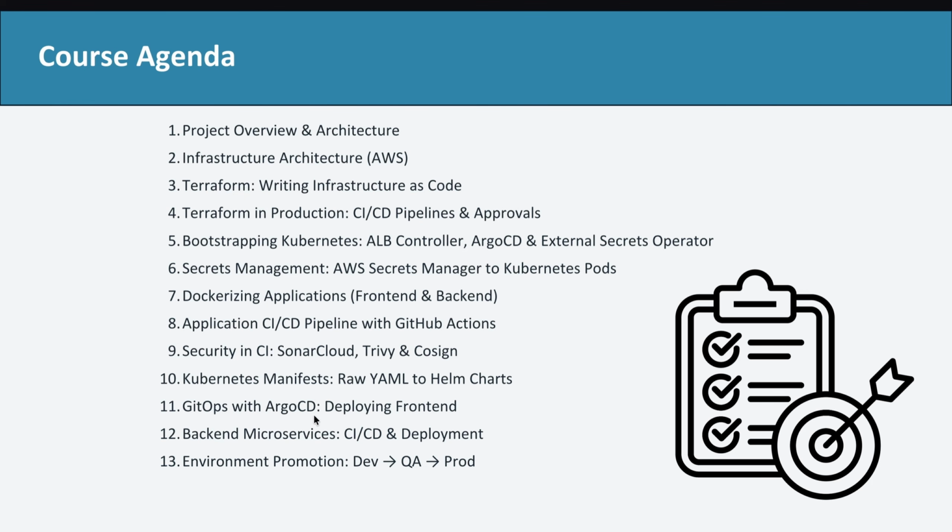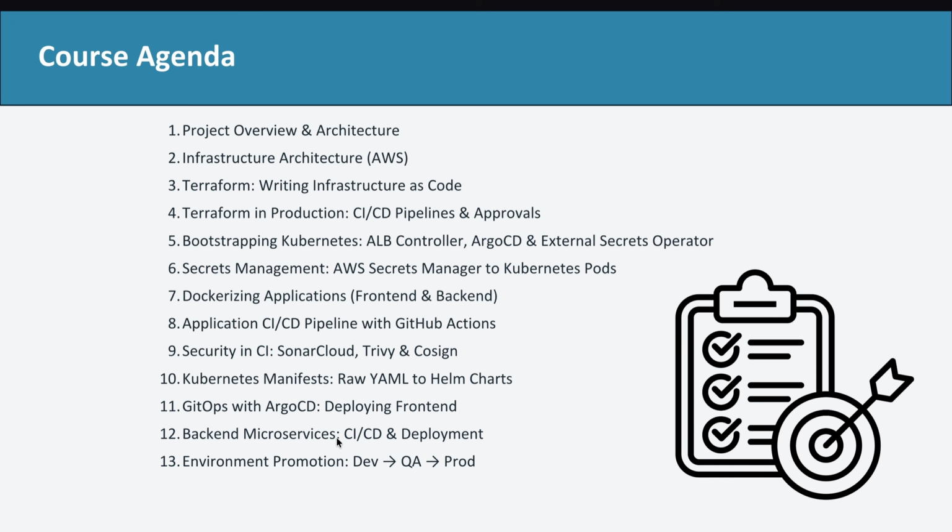Next, GitOps with Argo CD, deploying frontend. Initially, we deploy the frontend application. Usually, we should do backend first, but to understand and learn, it is easy if we deploy frontend. So I will show you how we can do it through Argo CD, Helm charts, and how we run it automatically.